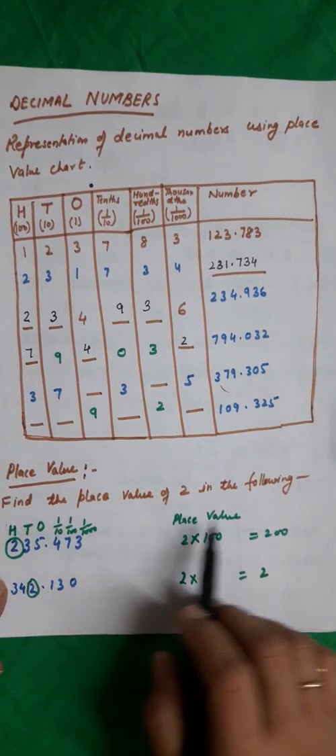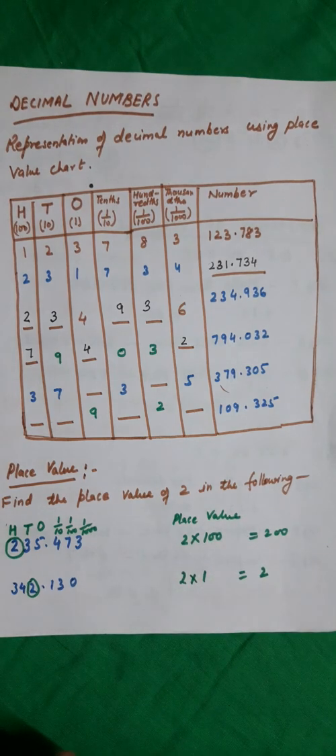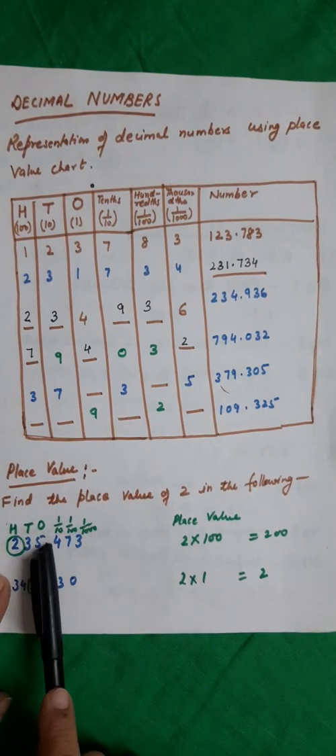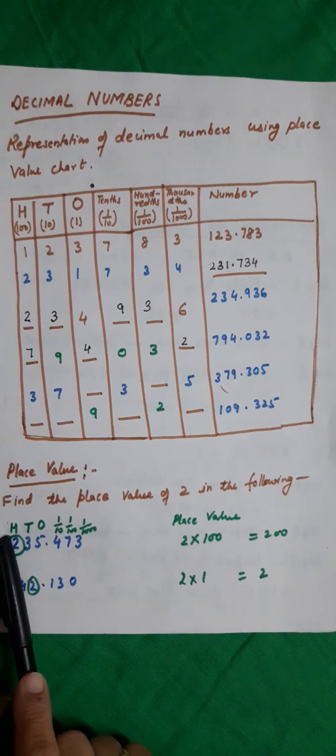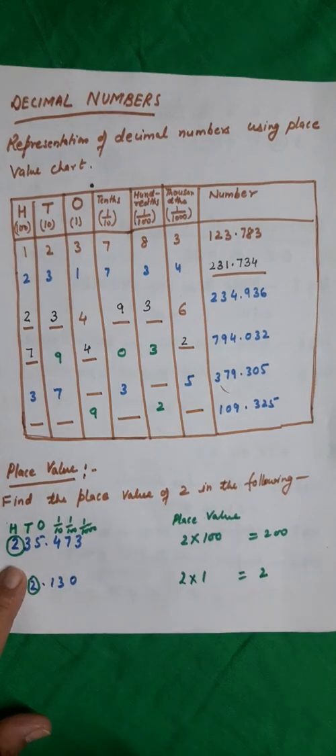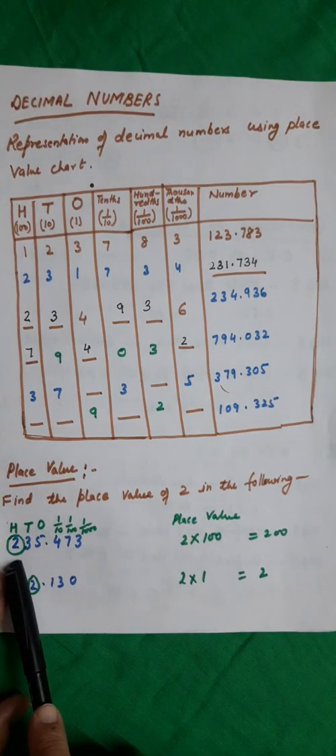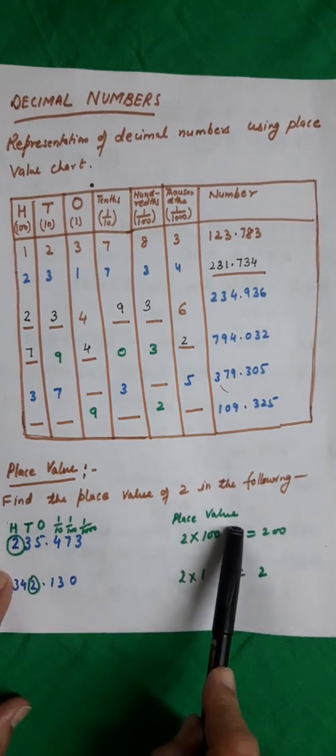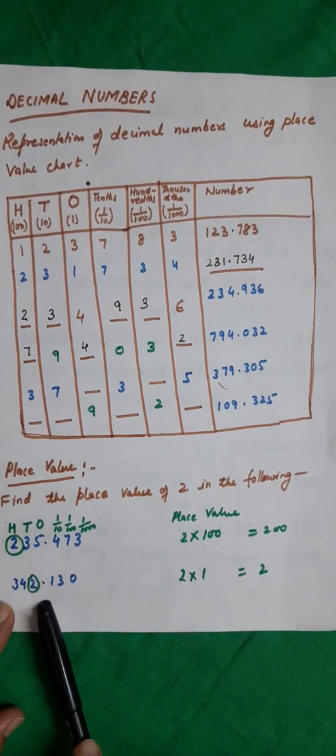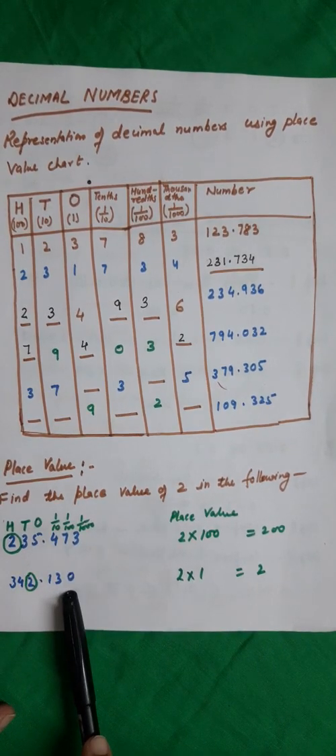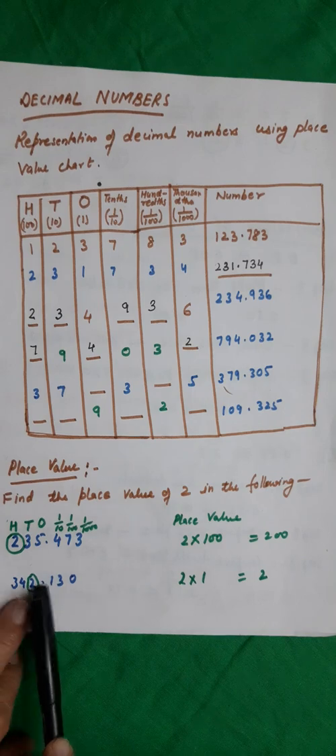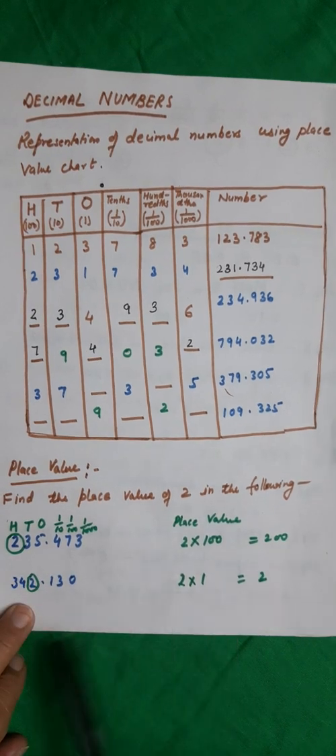Place value: find the place value of 2 in the following. The first example that I have taken is this number. Now on this we write down, from the decimal we start, ones, tens, 100, 1/10th, 100th, 1000th. Now the place value of 2. 2 is here, under 100. So the place value of 2 will be 2 into 100, that is equal to 200. Let's take one more number, 342.130. So here 2 is under ones. So the place value will be 2 into 1.